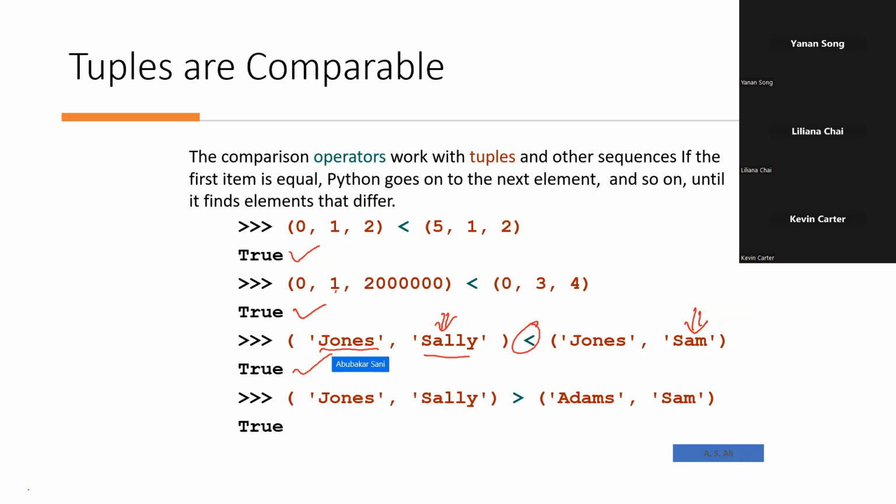Okay. Now you have John and Sally compared with Adams and Sam. So the computer will check John and Adams. J is greater than A. Since J is greater than A, it will say true, and we don't need to check the next item. It will return true.